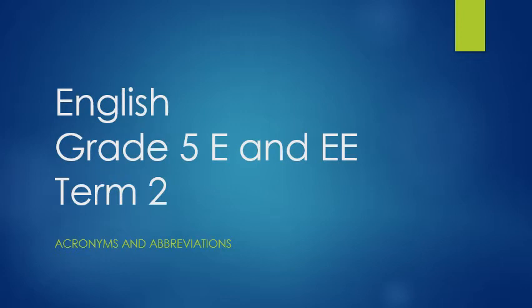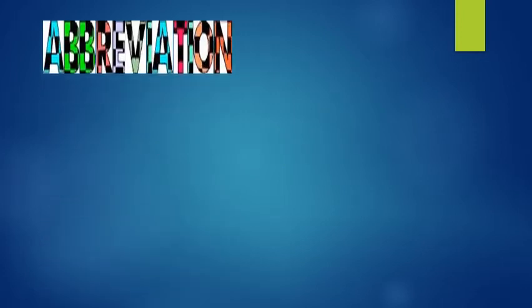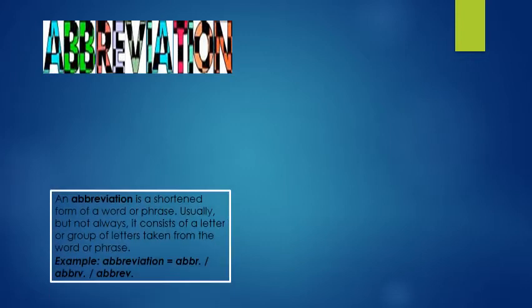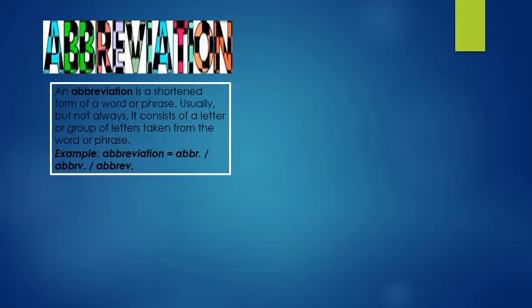and to show you the difference between the two. Okay, so we are starting with abbreviations, and yes, I know there are already 2 videos about it, but we need to know it and make sure we understand it. An abbreviation is a shortened form of a word or phrase. Usually, but not always, it consists of a letter or a group of letters taken from the word or phrase.